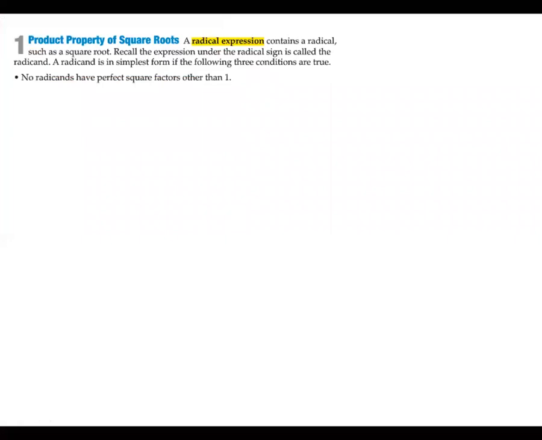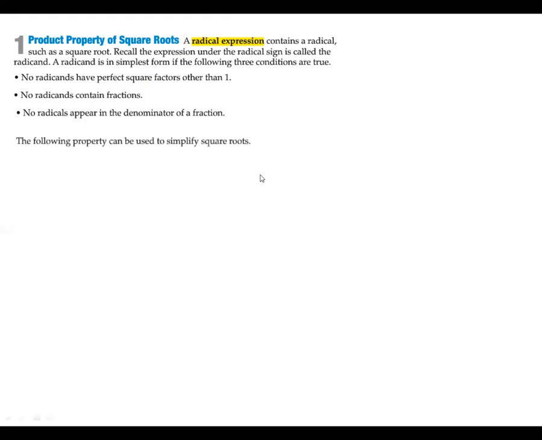So the product property of square roots. A radical expression contains a radical such as a square root. Recall the expression under the radical sign is called the radicand. We talked about that in section 10.1. A radicand is in simplest form if the following three conditions are true. 1, no radicands have perfect square factors other than 1. 2, no radicands contain fractions. And 3, no radicands appear in the denominator of a fraction. So the following property can be used to simplify square roots.